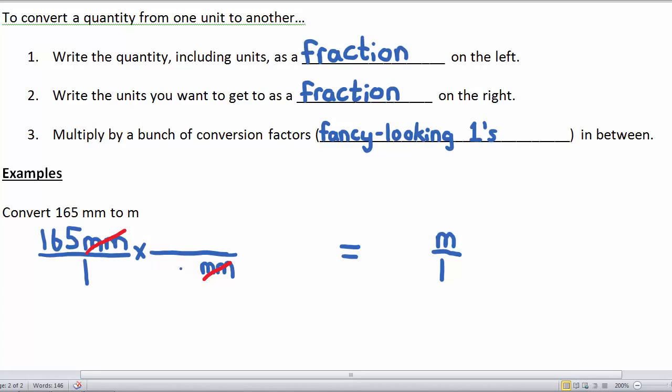So I'm slowly getting to where I want to be. I've got rid of my millimeters. I've got a 1 on the bottom. That's good, I want that. But I still want meters on the top. So let's try putting that in here. I've got meters on the top, a 1 on the bottom, and that's what I want. But I can't just multiply something by meters divided by millimeters. That makes no sense. This conversion factor has to be a fancy looking 1. So we have to come up with an expression on the top and the bottom that, while they may not originally look it, actually mean the exact same thing.